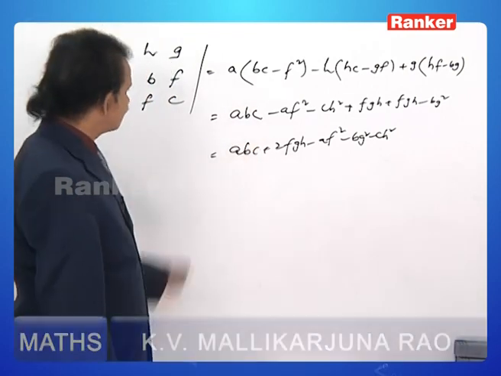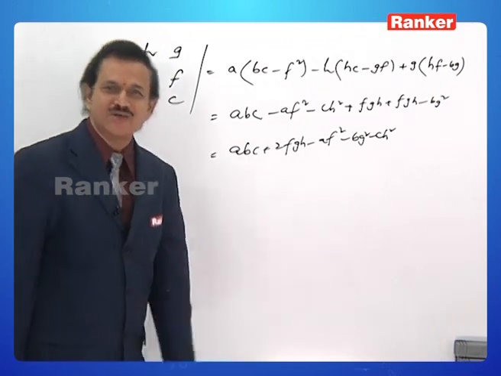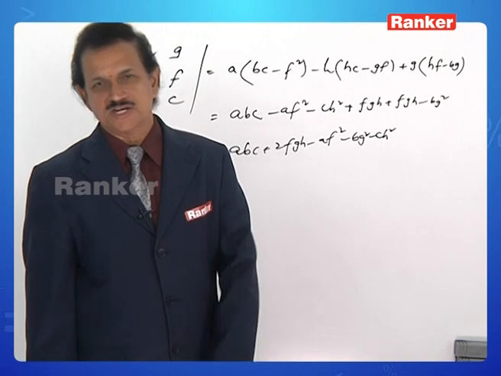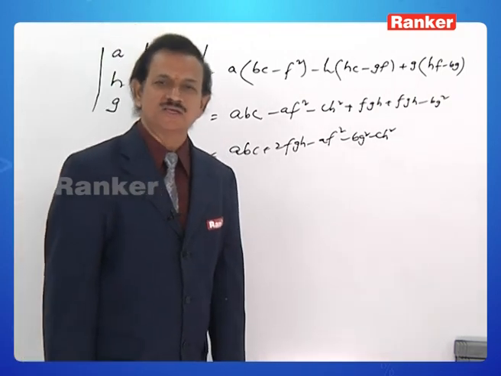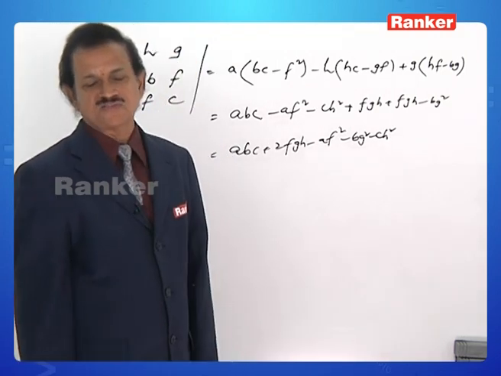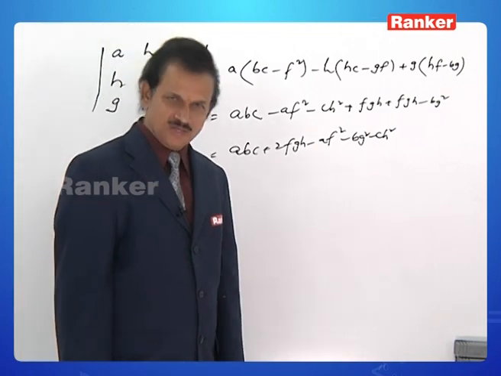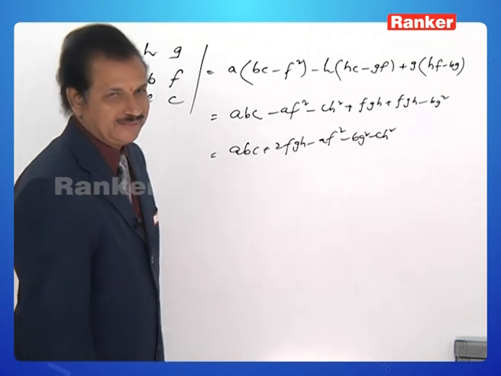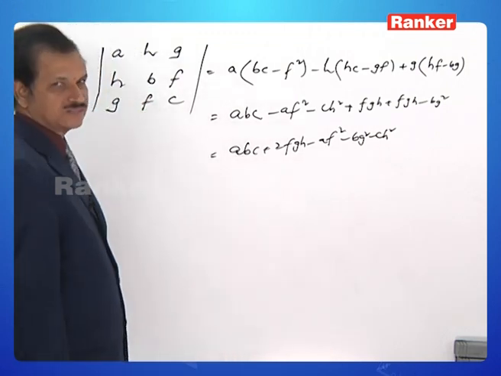You see, if this particular determinant is not 0, then it may represent a conic. According to the conditions, if h square is equal to AB, then it is a parabola. If h square is less than AB, then it is an ellipse. If h square is greater than AB, it can be a hyperbola. Yes, such a famous determinant this is.